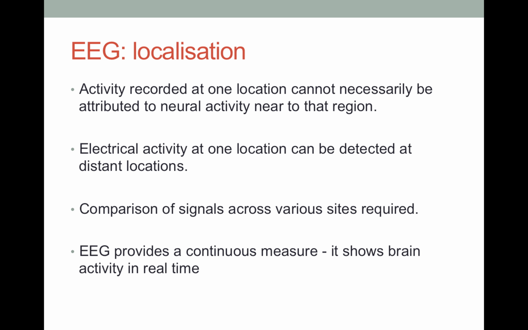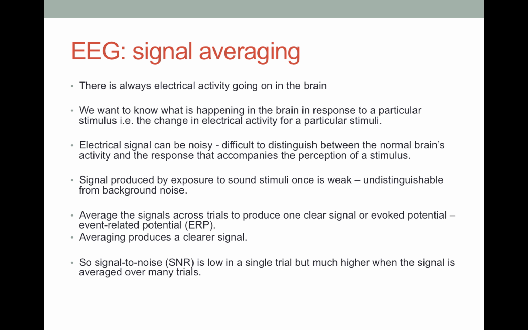EEG provides detailed information about the time course of brain activity. It provides a continuous measure, and it can show brain activity in real time, so as it's actually happening. The typical situation is that we want to know what is happening in the brain in response to a particular stimulus. So we might present a stimulus to our participant and see what change in electrical signal is being produced in the brain. Sometimes the electrical signal can be messy or noisy.